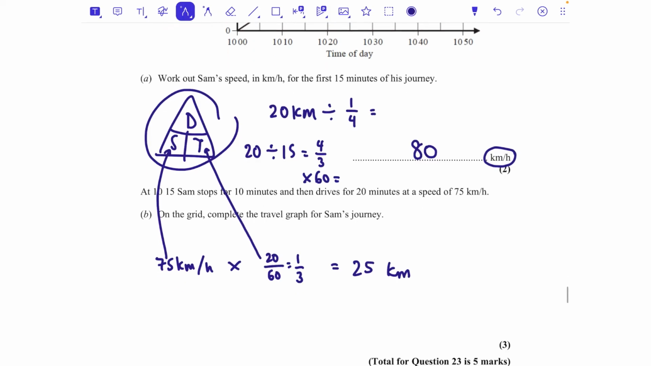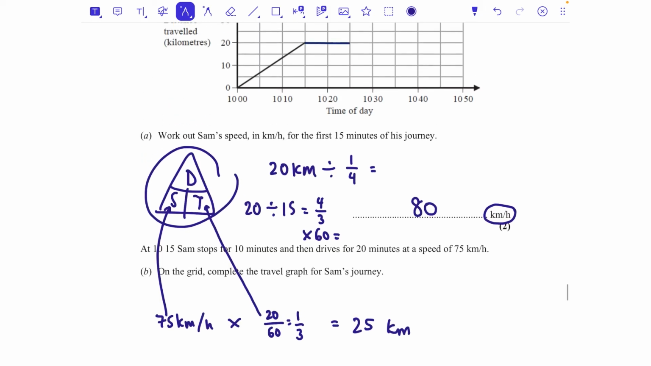You could also do 75 times 20 minutes, but then that answer is going to be in minutes, so you're going to need to then divide it by 60. So 75 times by 20 is 1,500, and then if we divide that by 60, we also get 25. So 1,500 divided by 60 is 25. So it's absolutely fine to do it that way as well if you prefer, but 25 kilometers is the distance.